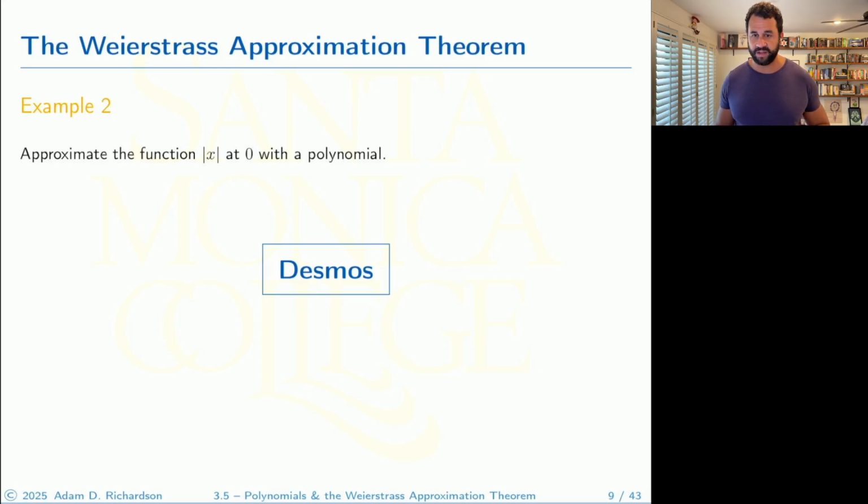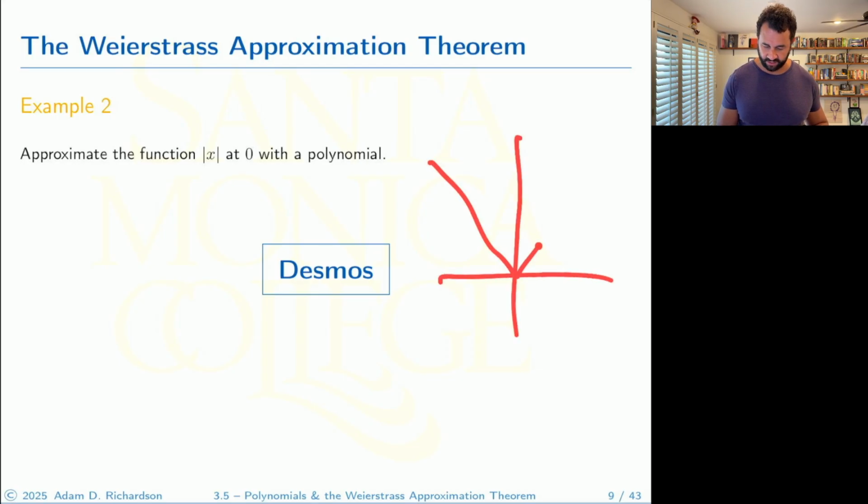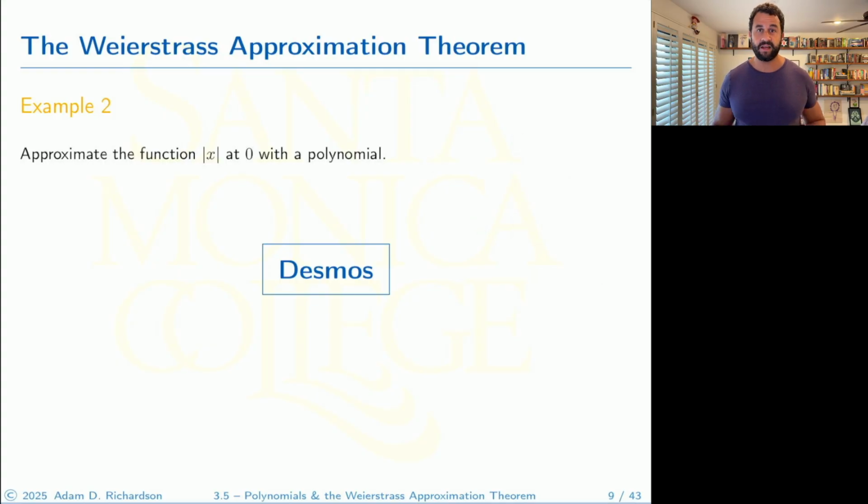Now remember what the absolute value function looks like. It looks like that V. That is not a polynomial because it's got a corner, right? But the Weierstrass approximation theorem says there exists a polynomial that will approximate that corner, that function, as close as you want. And we're going to see it right now, okay? Let me pull up this Desmos example, and we'll take a look.